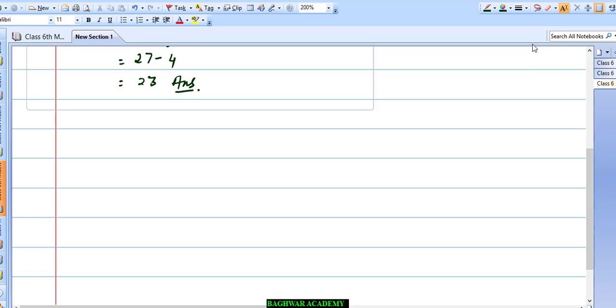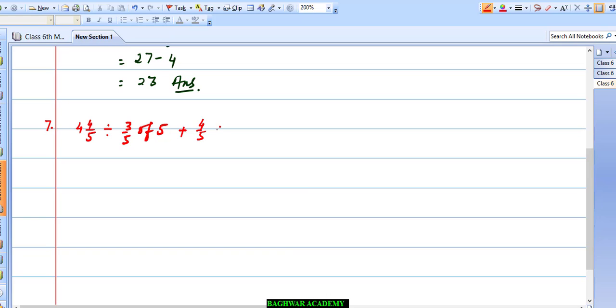Next we have question number 7. So we will take question number 7. Here you see how we will solve. First we will write question number 7. Our question number 7 is 4 whole 4 by 5, divided by 3 by 5 of 5, plus 4 by 5 into 3 by 10, minus 1 by 5.